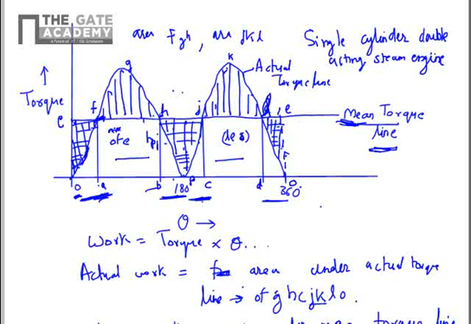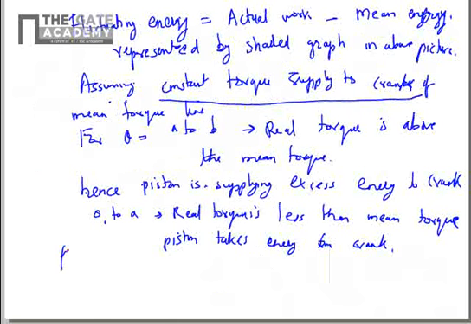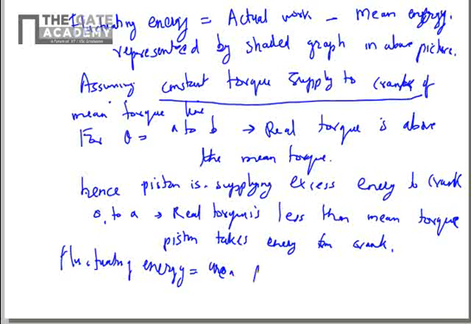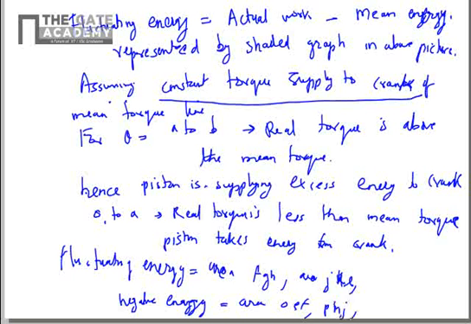So the fluctuating energy is area FGH, area JKL, and then the fluctuating negative energy is area OEF, PHJ, and OEL. These are negative energy.